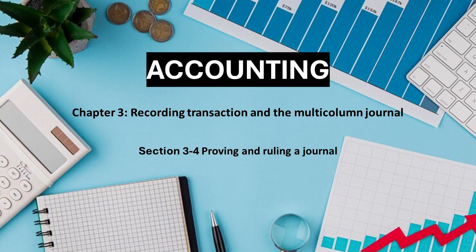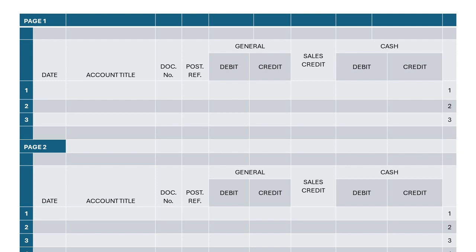Chapter 3, Recording Transactions and the Multi-Column Journal. 3-4, Proving and Ruling a Journal. The instructions say to journalize the transactions from April 23rd and 27th on page 1 in the journal.